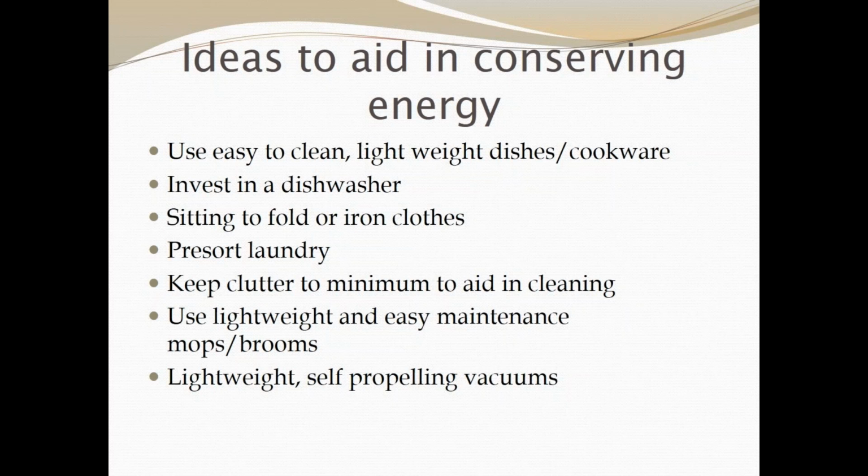Pre-sorting your laundry. So buying one of those items at the store that is already separated so that when you get undressed, your clothes go into the load that it's going to be washed in, rather than having a whole pile of laundry that you have to sort and then get into the washing machine. Decluttering around you will help when you're needing to clean. Then using lightweight and easy maintenance mops and brooms, and lightweight vacuums.